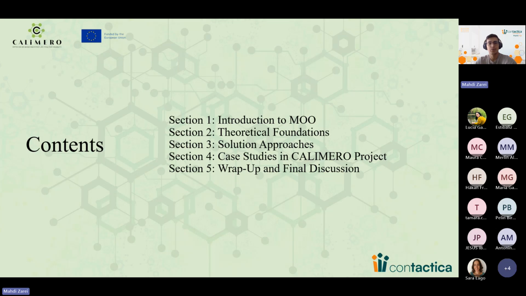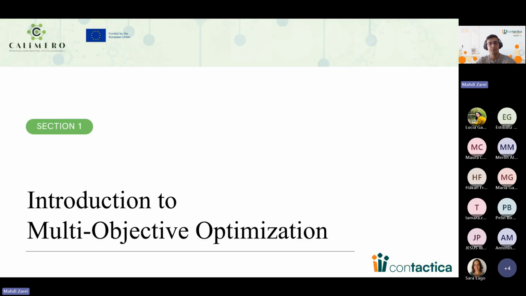Let me start by giving you a quick overview of what we're covering today. Today's workshop is divided into five key parts. First, a short introduction to multi-objective optimization, and then we will look at the theoretical foundation to understand the logic and mathematics behind it. Next, we will explore various solution approaches, from deterministic methods to more flexible stochastic ones. After that, we will dive into some real-life case studies from the CALIMERO project. And finally, we will wrap up with final thoughts and a discussion. Feel free to ask questions at the end or note them down for our final discussion.